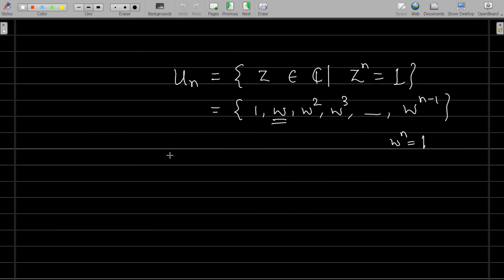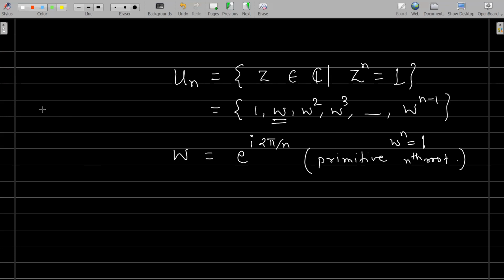It turns out that this omega is e raised to i 2 pi upon n. That is called a primitive nth root, or any element which gives me the full U_n, all n roots, is called a primitive nth root. Okay, now why is omega something like this? It's based on Euler's identity.